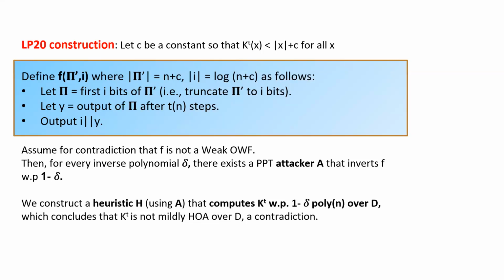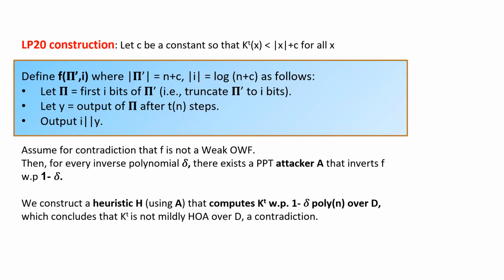First we let c be a constant such that for any string x, the KT complexity of x is at most the length of x plus c. If you look at Python, you can output any string by putting your string in a print command. So c is just the length of the command print, which is just 5. Okay, c is a constant, and we define the function to take a random input pi prime, of length say n plus c, and another index of length log n plus c.